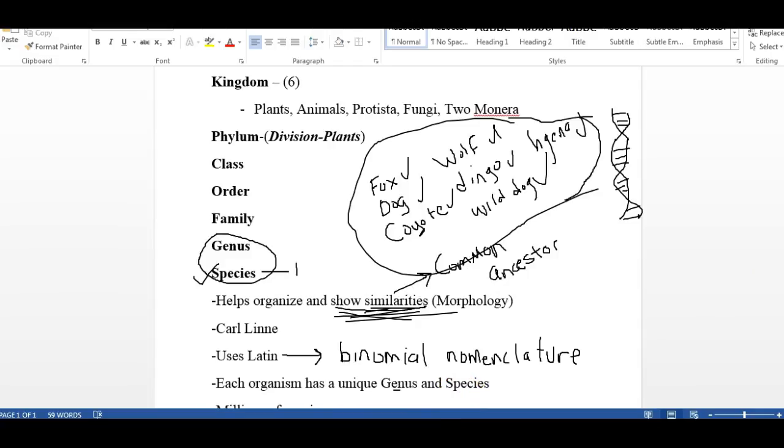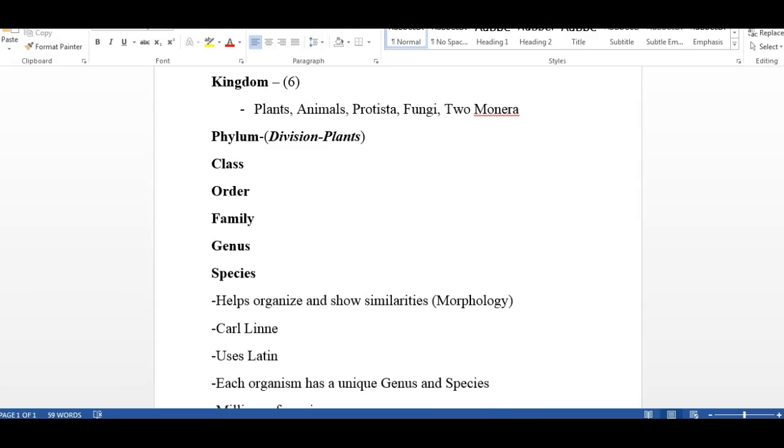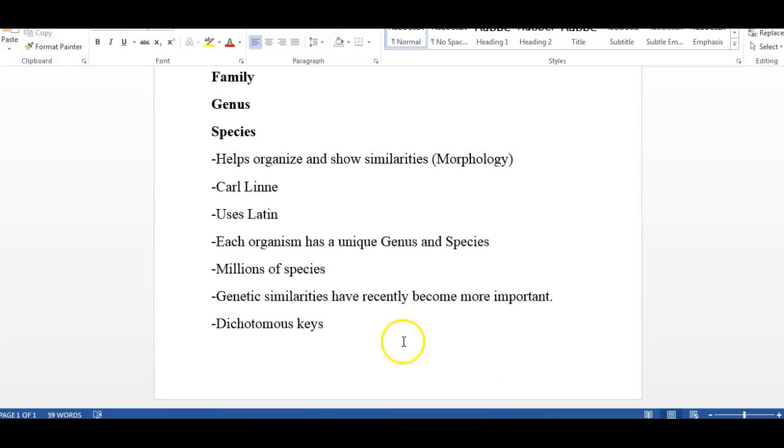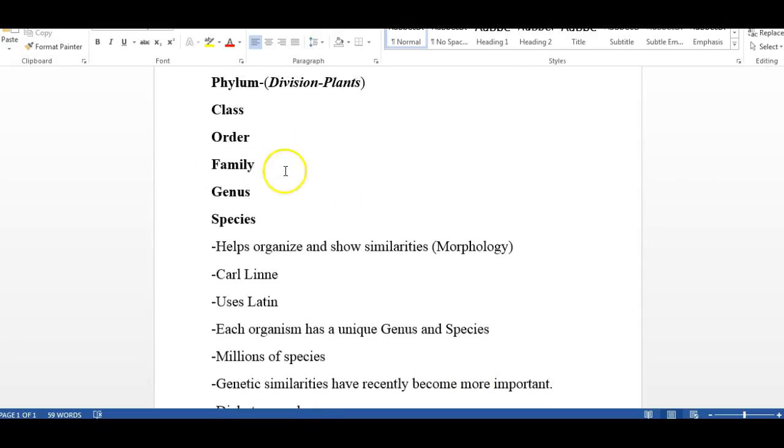So I'm going to erase some stuff here, finish this up. And as I said, there's millions of species, and the genetic similarities have recently become more important. They have now split some of these up, changed where they put things based on the DNA. Whether that's a good idea or not, it probably is a good idea. That's just another way to look at how things are constructed. But let's go back, making a little DNA there.